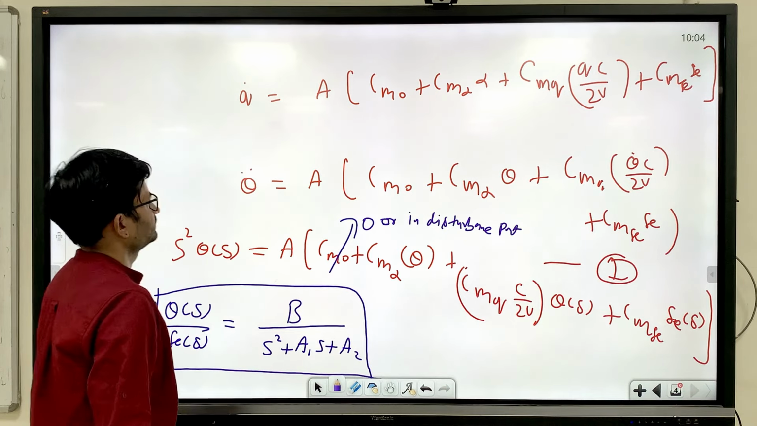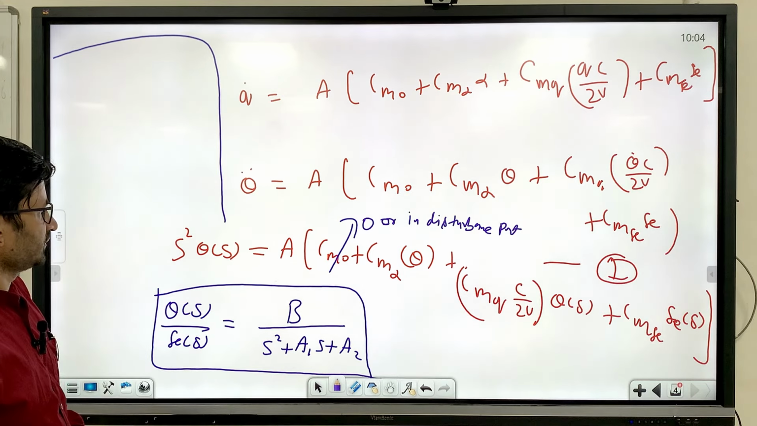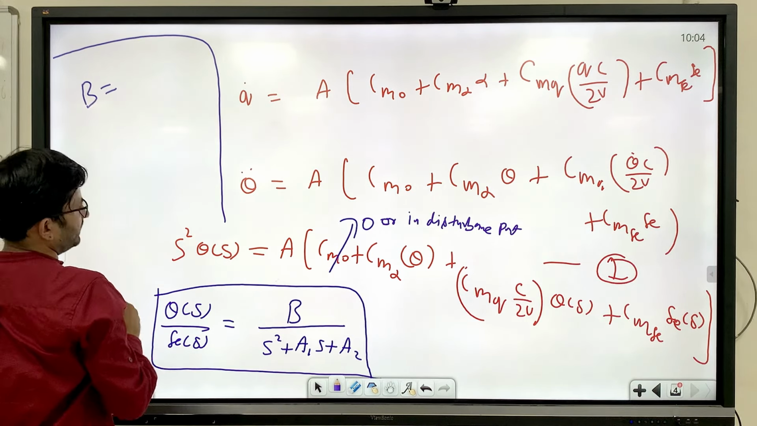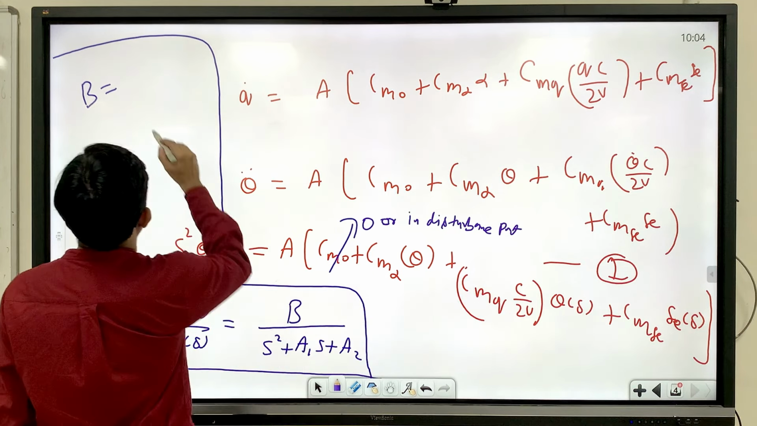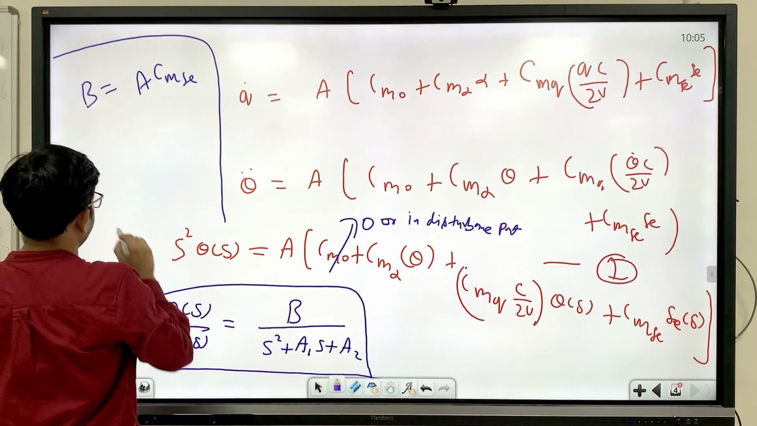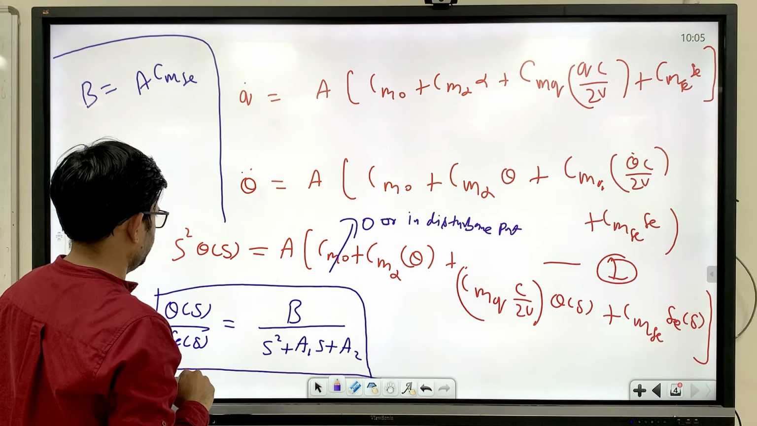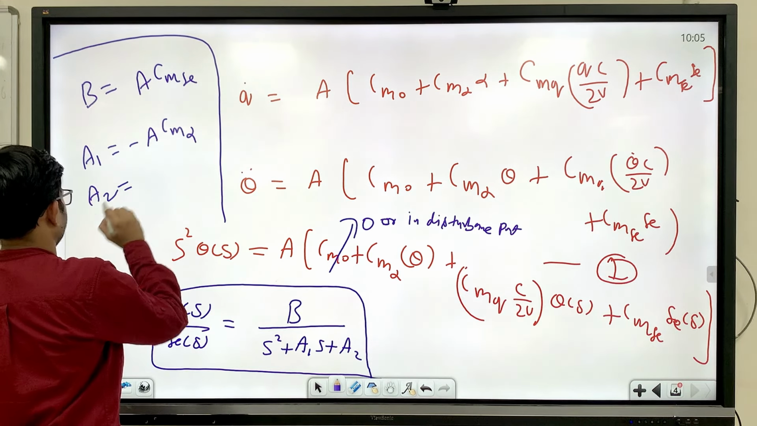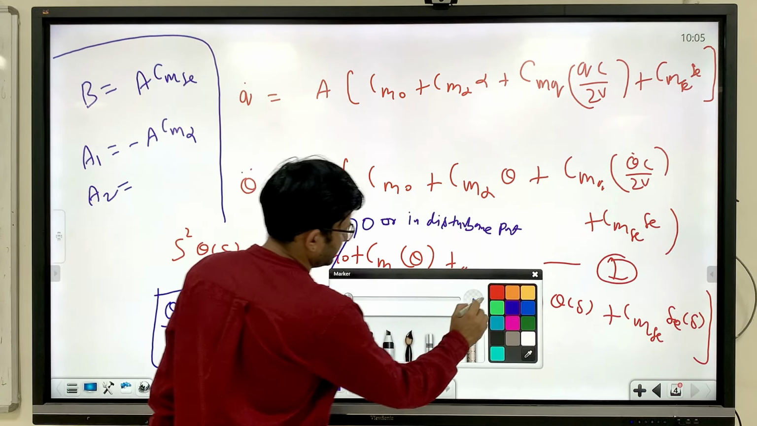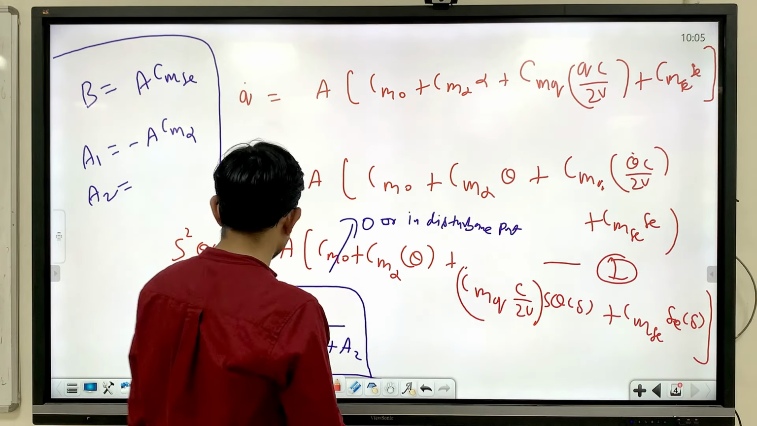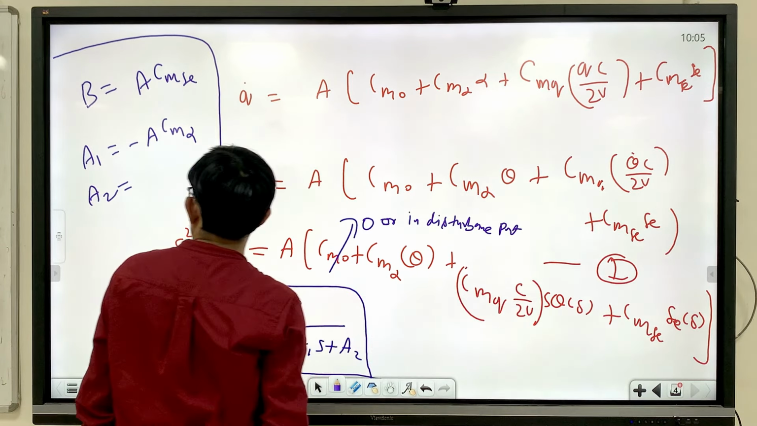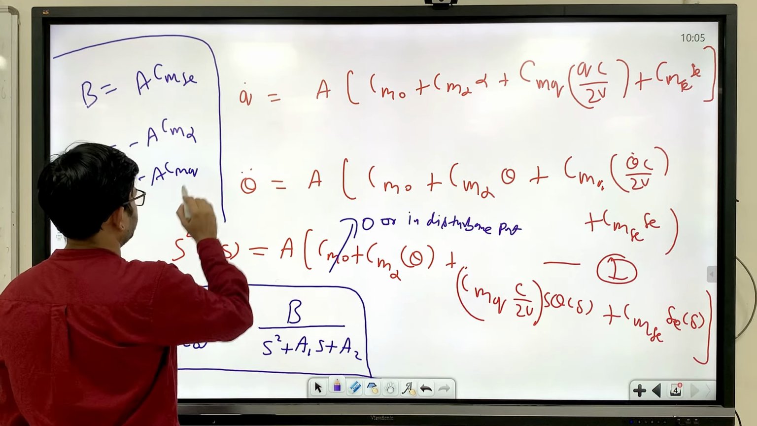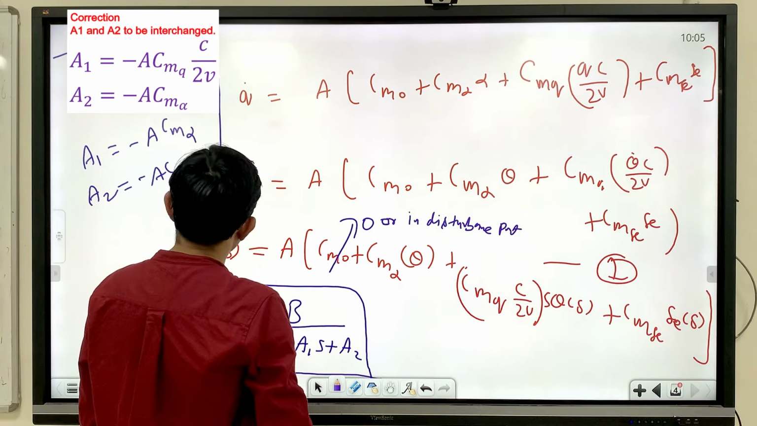So please tell me, what are a and b actually? Second order, right? Perfect. So what is b? b is A into Cm delta e. And what is a1? Please tell me with sign. Minus A Cm alpha. Perfect. What is a2? Here you will write s theta s, since this is a derivative. So what is a2? Minus A CMQ C by 2V. Now everything is clear, right?